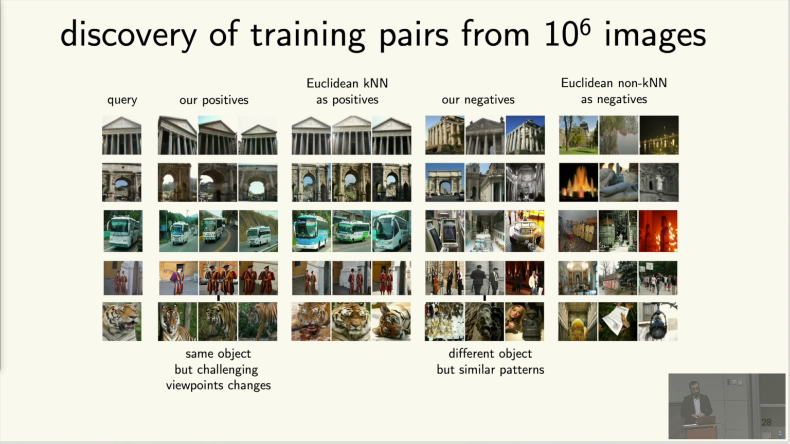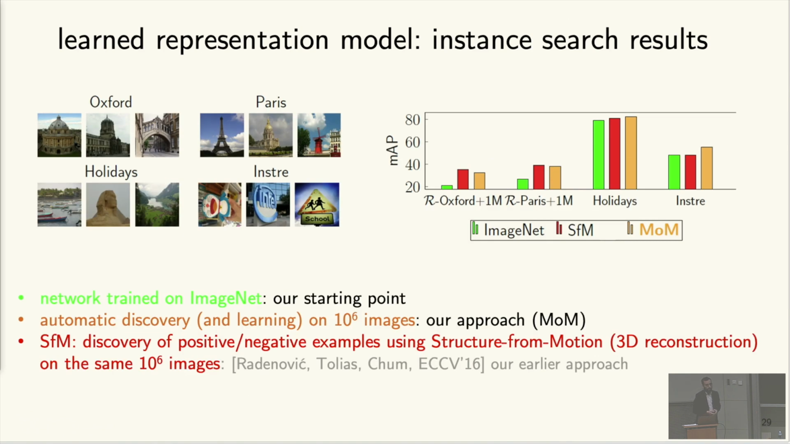Once these pairs are selected, we use them to retrain the model and evaluate it for visual search. We see that compared to the initial model, there is significant improvement in terms of performance on different datasets on different kinds of objects. We also compare this approach with an earlier approach that uses automated 3D reconstruction to automatically collect training examples. So this tends to work for objects such as buildings and landmarks, but not necessarily for other objects that our method works on.